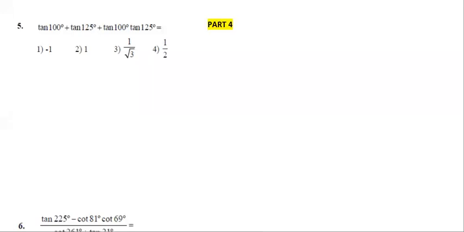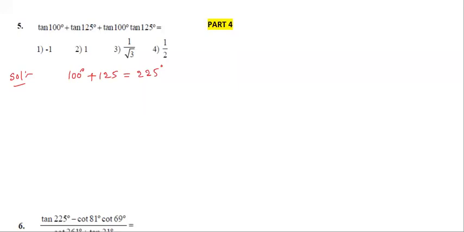Now I am going to discuss the fifth question onwards. Okay, now see the question. Tan 100 degrees plus tan 125 degrees plus tan 100 degrees into tan 125 degrees. In the previous class we had discussed the same problem but with different values. Here see, 100 degrees plus 125 degrees, how much? 225 degrees. Okay.